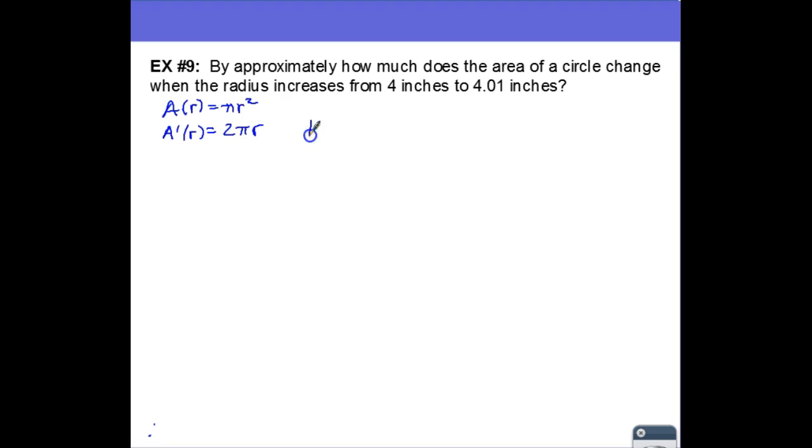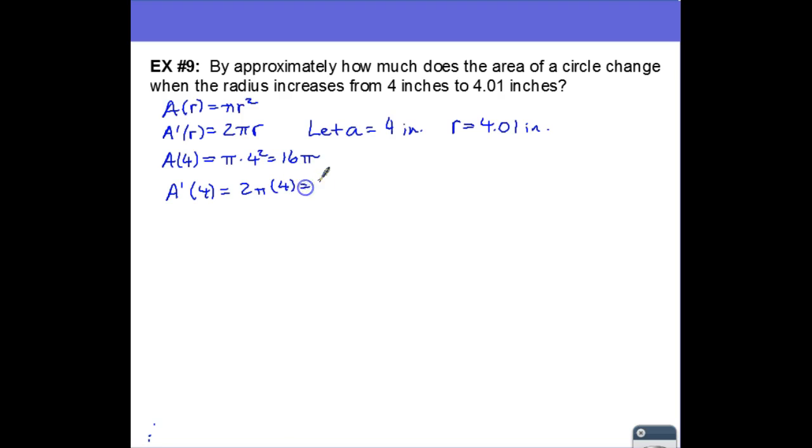So they're telling us here that in this case our a value is going to be 4 inches, and the x value, or in this case r value of interest, is going to be 4.01 inches. Okay, so let's do a little bit of work here. Let's find out what A of 4 is. So A of 4 is going to be equal to pi times 4 squared. That's going to be 16 pi.